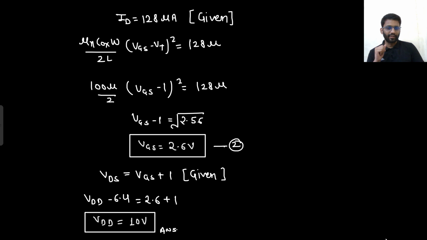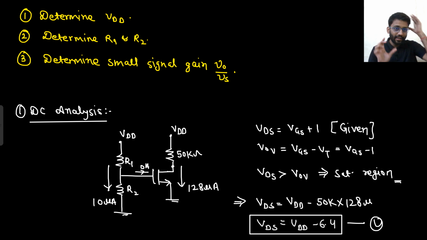So how did I think of it? Look, if I need to determine VDD value, that means I have to consider VDD in my equations. I need to take VDD in action. तो मैंने VDD को एक्शन में ले लिया. कैसे लिया? How did I take it in action?